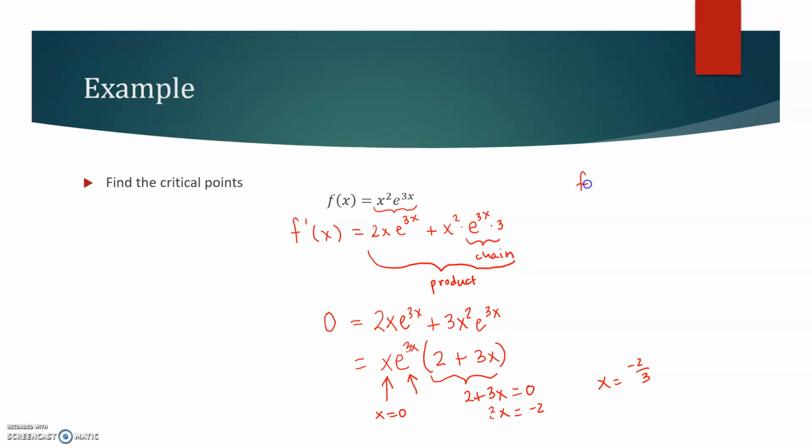So we're going to go ahead and figure out what our critical points are. f of 0 would be 0, because 0 squared times anything would be 0. And f of negative 2/3 would be, well, it looks like 4/9 times e to the negative 2. So our critical points are (0, 0) and (negative 2/3, 4/9 e to the negative 2). So those are our critical points.